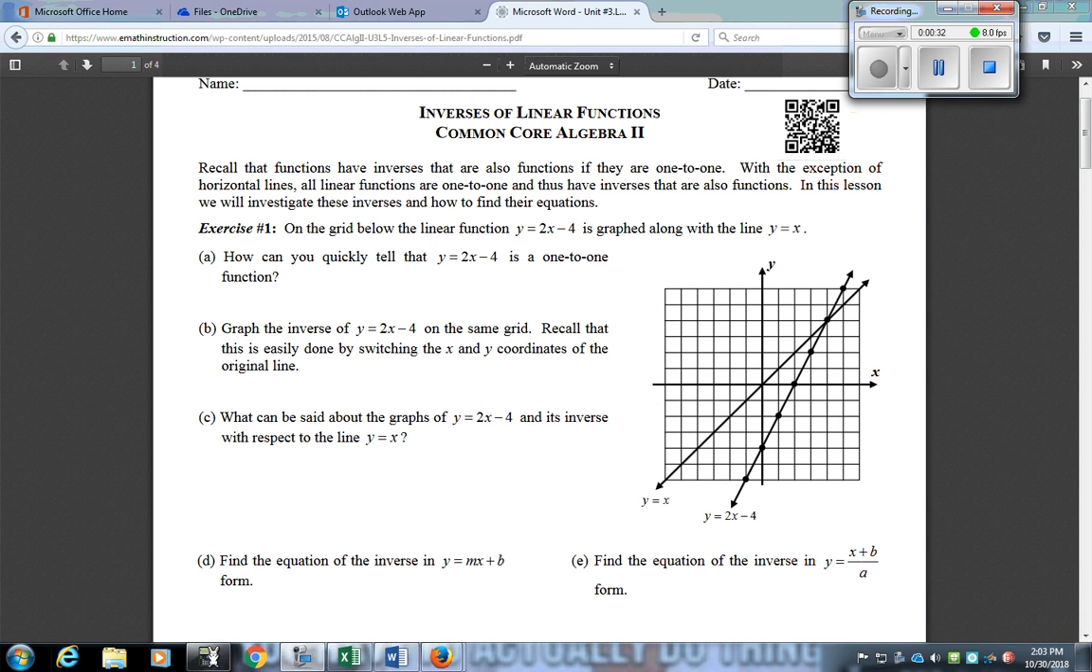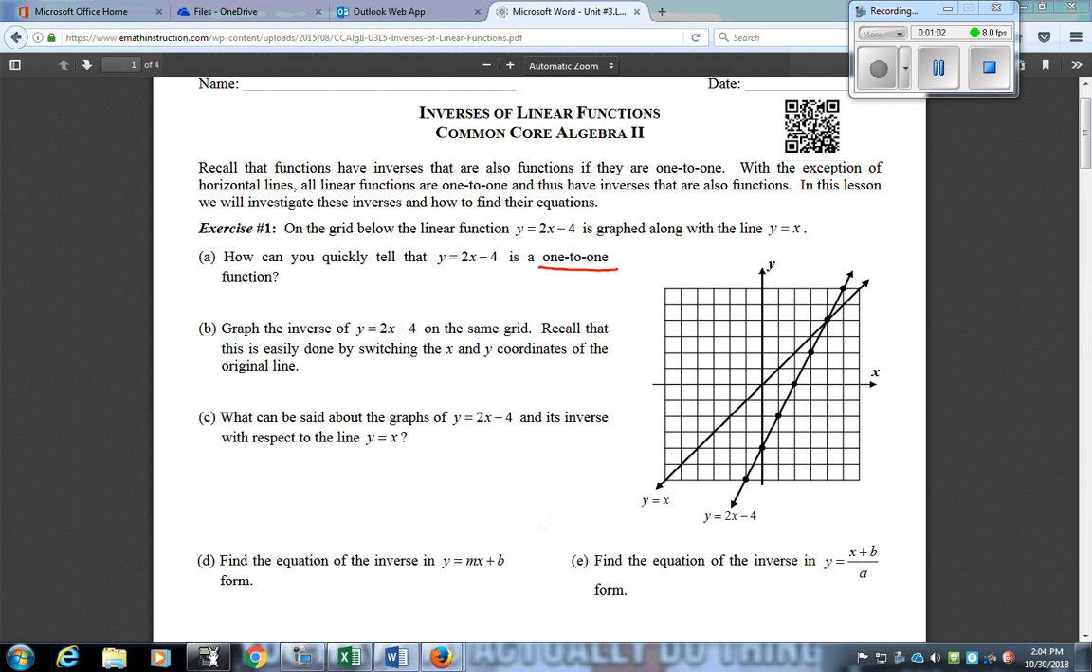And again, the idea is this. We talked about in our second unit for part A, how can you tell that 2x minus 4 is one-to-one? Remember, you can use the vertical line test and the horizontal line test. If it only touches that line one time in each direction, then it's a one-to-one function. Now, for part B, they want us to switch the x and y coordinates, and then we can graph the inverse.